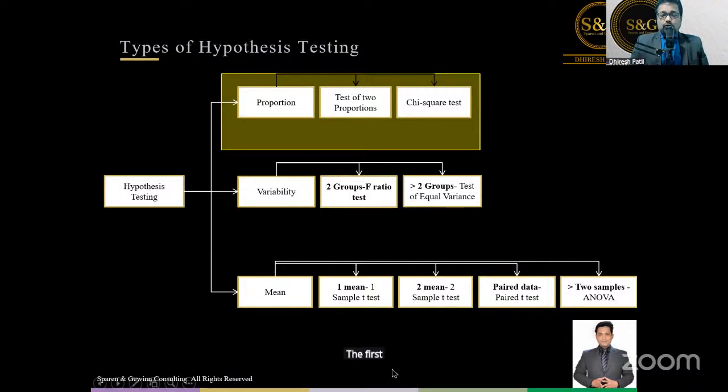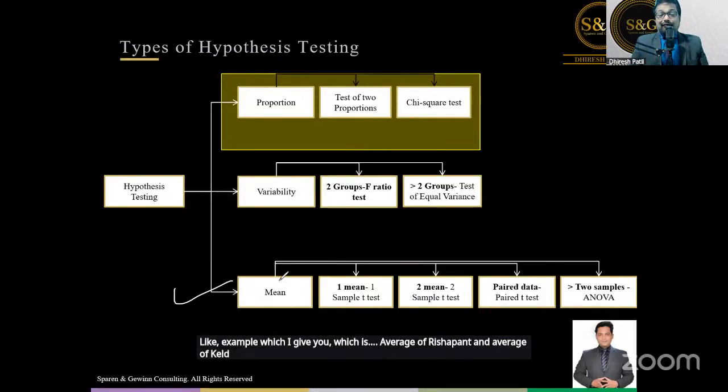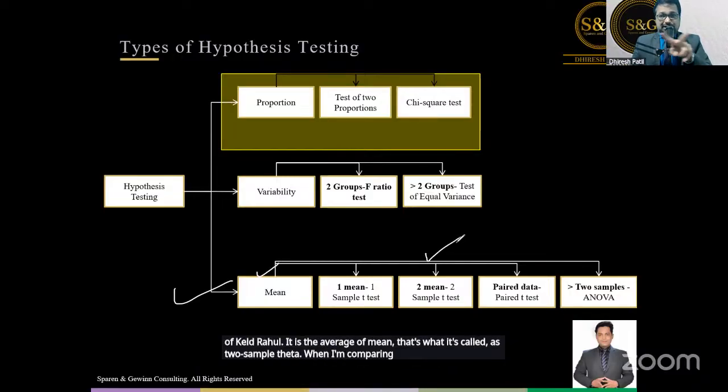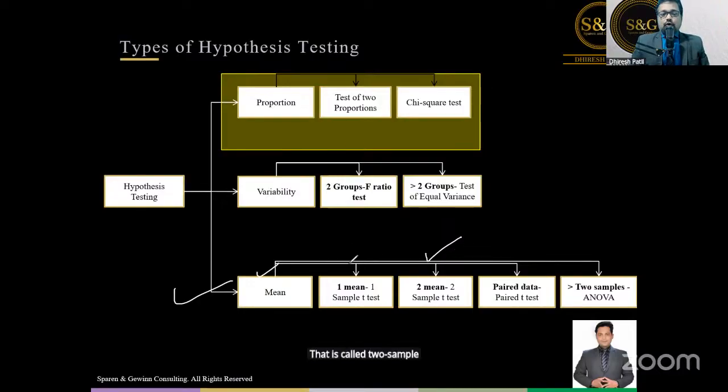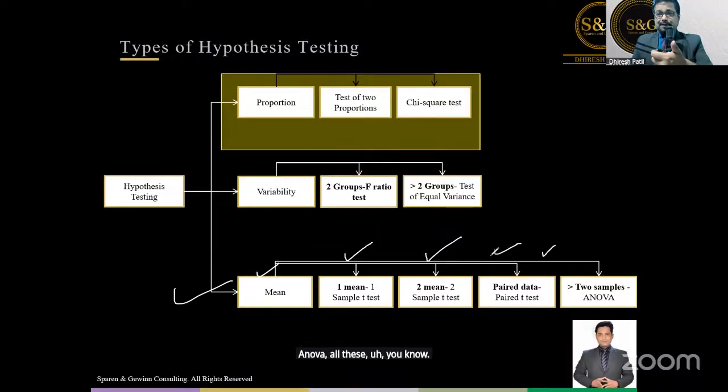The first one is hypothesis testing for the mean, for the averages. Like the example I gave you, the average of Rishabh Pant and the average of KL Rahul. When I'm comparing two samples with each other, that is called a two sample t-test. So there is the one sample t-test, two sample t-test, paired t-test, ANOVA. All these tests are basically checking the means, the averages of one sample against another sample. That is the first way of hypothesis testing.